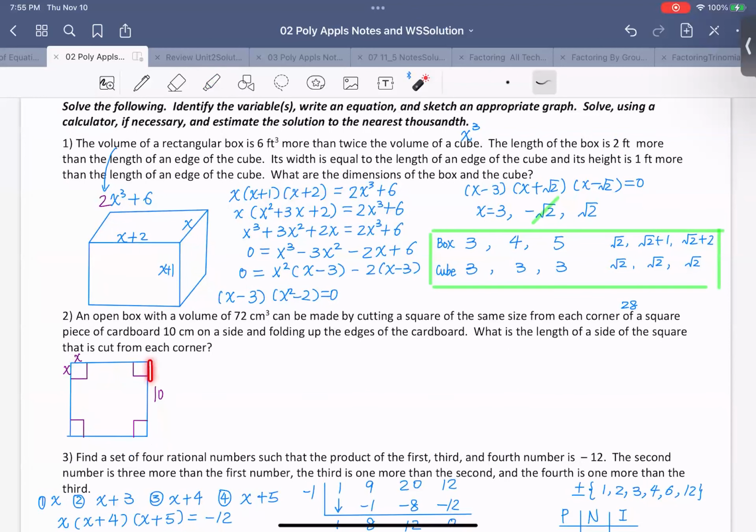This is 10. This is x. This is x. So how much is here? How much is here? And the height is how much? Make the product equal to 72. You can solve your x.